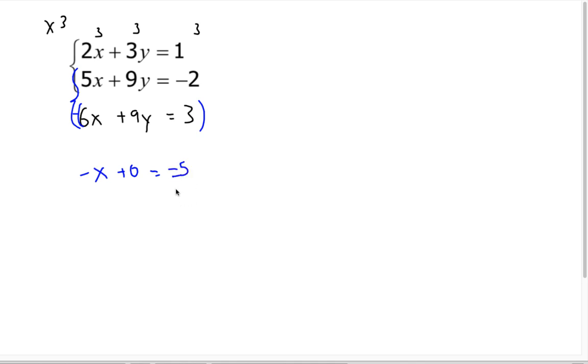Negative 5, it's not a decimal. And then I have negative x equals negative 5. I'm going to divide both sides by negative 1. So x equals 5. And now I need to take this and plug it in to either equation. I'm going to plug it in the top one. The numbers are a little bit smaller.